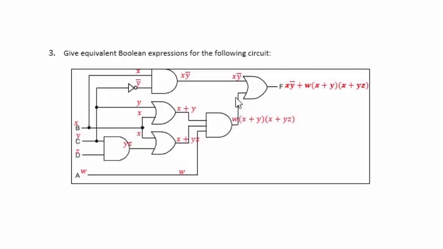And then that routes up here to this symbol. And when you put those together, again, that means you're going to add them. You're going to have X, Y complement plus W parentheses X plus Y end parentheses, and then X plus YZ end parentheses.